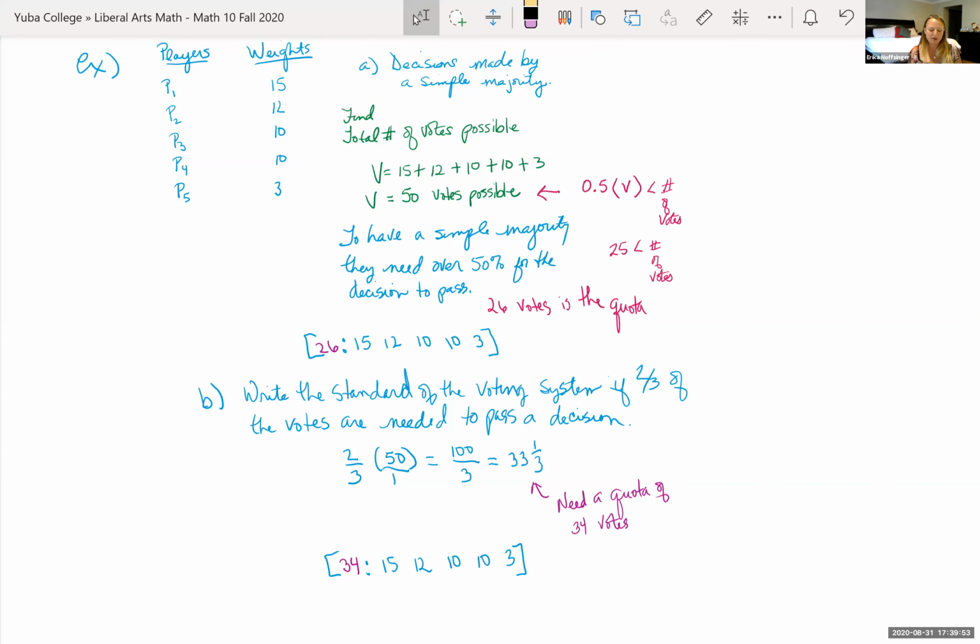Okay, so there's a couple of other things that you have to be aware of. We say a player is a dummy player if their vote doesn't matter. There's no way that their vote is going to matter to make a motion or decision pass. We say that there's a dictatorship, or one of the players is a dictator, if they have all the power. So basically, nothing's going to pass unless this person votes. And so let me write that down.